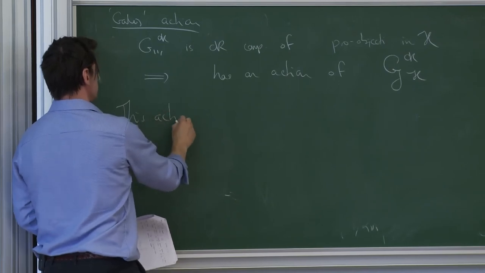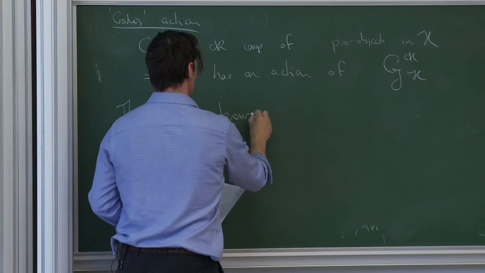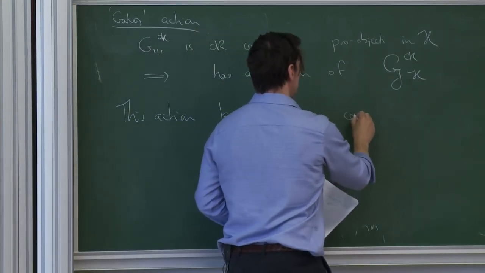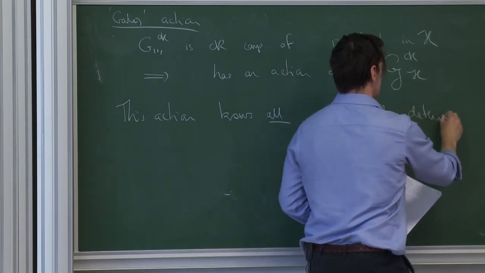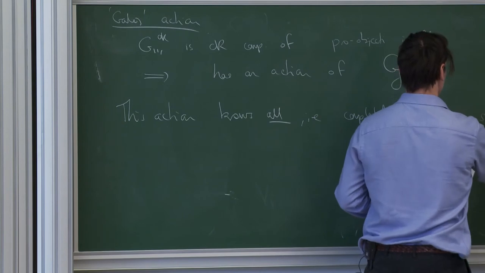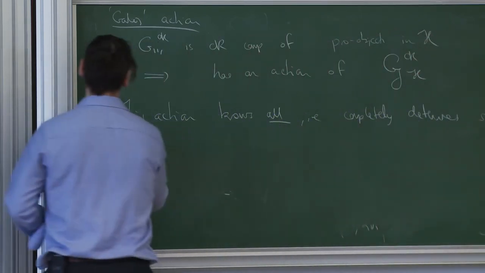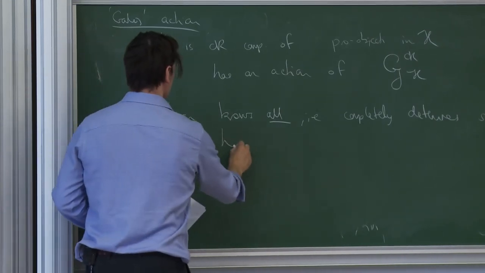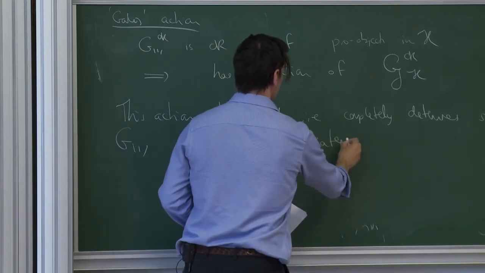So this action, I'll just write that quickly, knows everything, i.e. completely determines the structure of G11 as an object of H, and hence the category, which I mentioned a few lectures back.